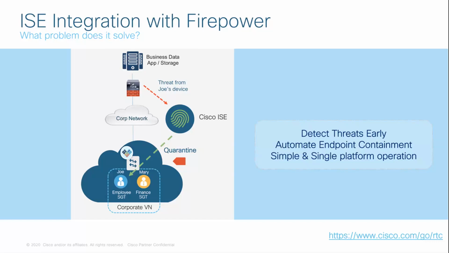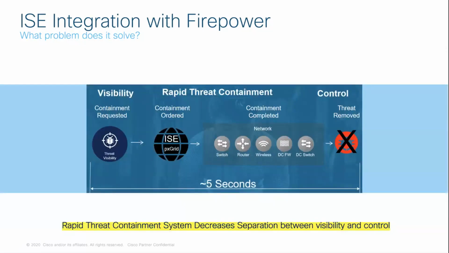On this slide, you can see the following situation. We have our corporate network, and NG Firewall detects some threat from Joy's device. Firepower informs ISE that we have some malware or threat there. Cisco ISE will initiate a change of authorization, and the new authorization profile says that Joy's device will be quarantined. And by that, we will contain this threat.